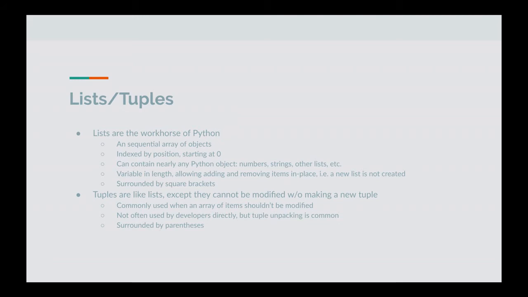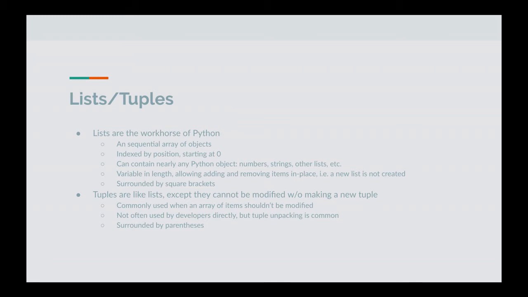So let's start with lists. Lists are probably one of the most commonly used data structures within Python. It's just a sequential array of objects, like I said. If you remember from the string video, a string is basically just a specialized type of list. So again, lists start with an index position of 0. Rather than only holding text, they can hold anything, so numbers, integers, other lists, dictionaries, pretty much anything, really.